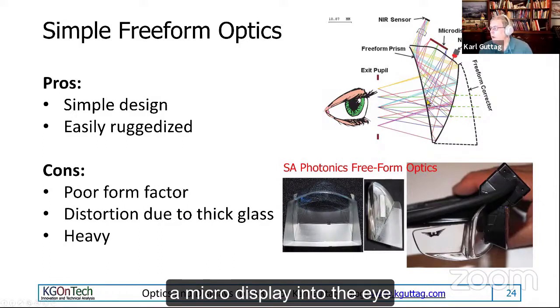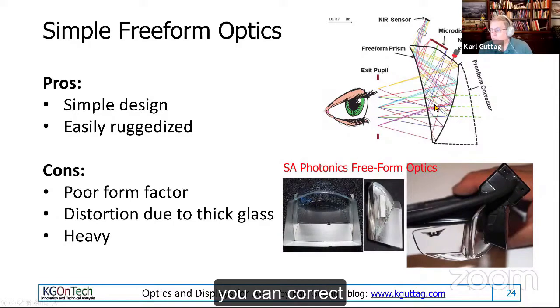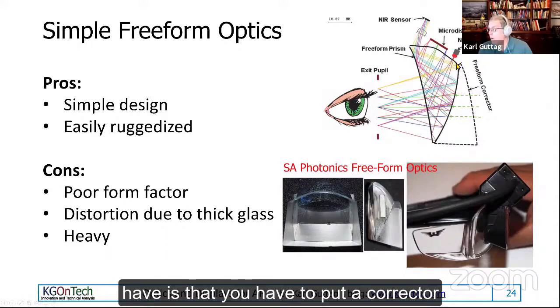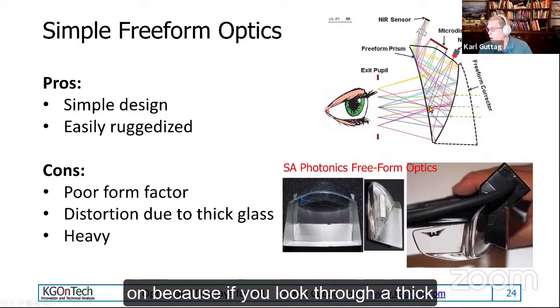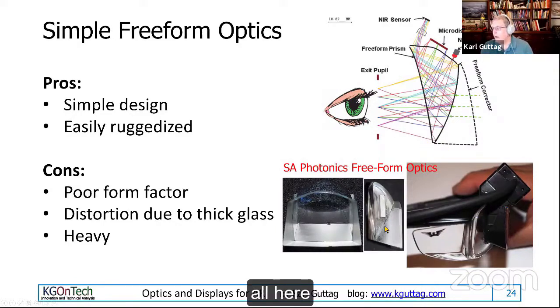But if you do a micro display into the eye, you have this kind of curved surface here that's also magnifying. Because of these two surfaces, you can correct most of the distortion. The problem is that you have to put a corrector on, because if you look through a thick piece of glass that's wedge shaped like this, you'd get a very distorted view through it. So what they then do is put a free-form corrector on, and you can see that all here.